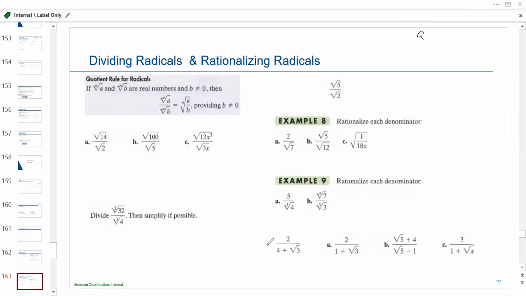Okay, so see this situation. We cannot just multiply by square root 3, right? Or square root 2. We cannot do that. So what do we do? We try to rationalize. In this situation, we make it like 4 minus square root 3.